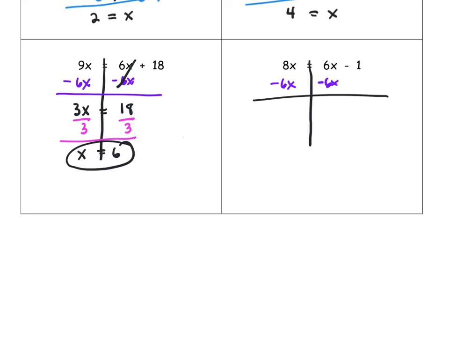So what is left? What is left over is 2x equals negative 1. What's our next solving step? Our next solving step is to divide by 2. And what is the answer when you take negative 1 divided by 2?